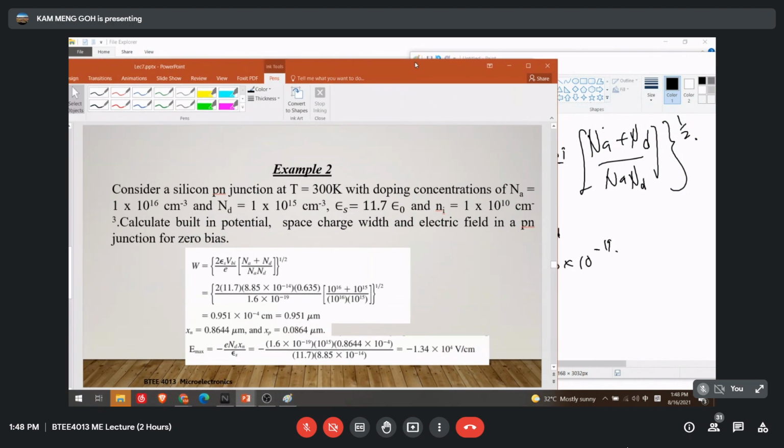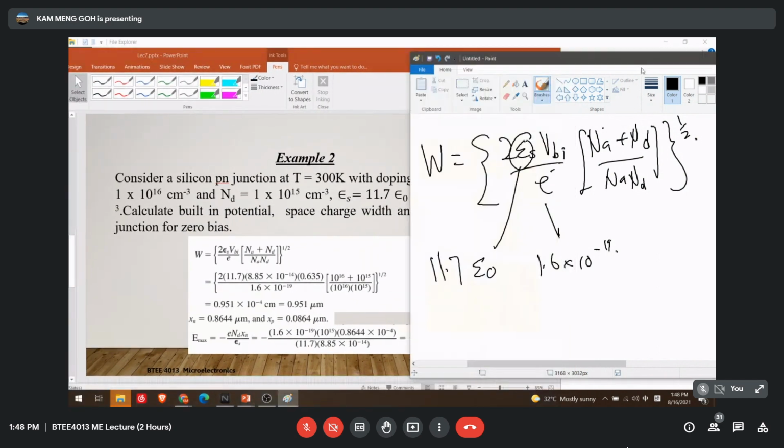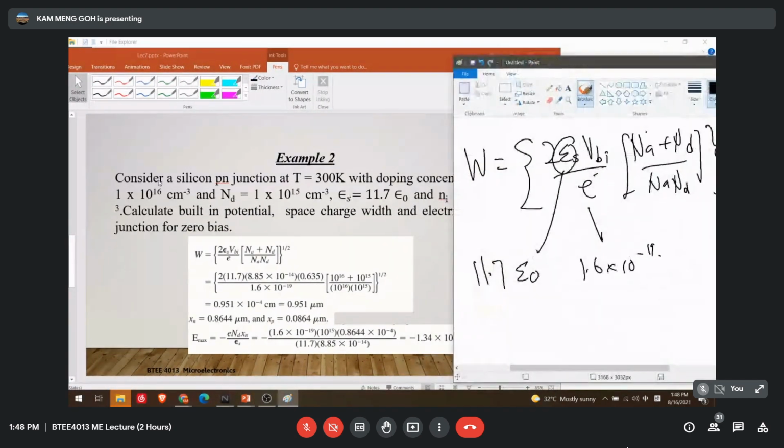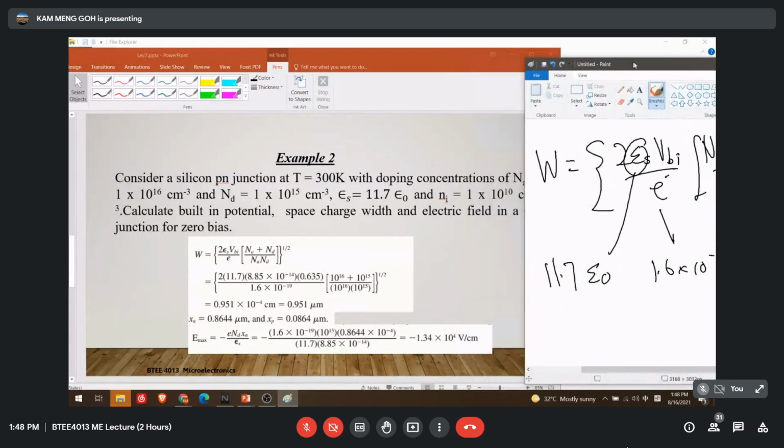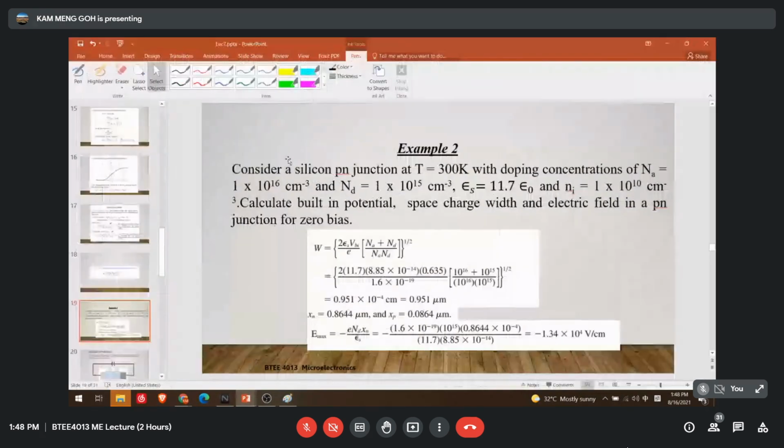So for example, see this. Consider a silicon PN junction with a doping concentration where Na is 1 times 10 to the power 16, and ND is 1 times 10 to the power 15. This is the permittivity, already given as 11.7 epsilon 0. Ni is given as 1.6 times 10 to the power 10. Calculate the built-in potential difference, space charge, and the electric field.